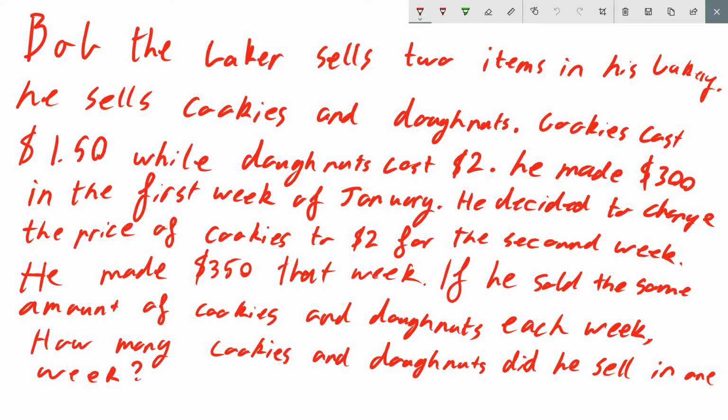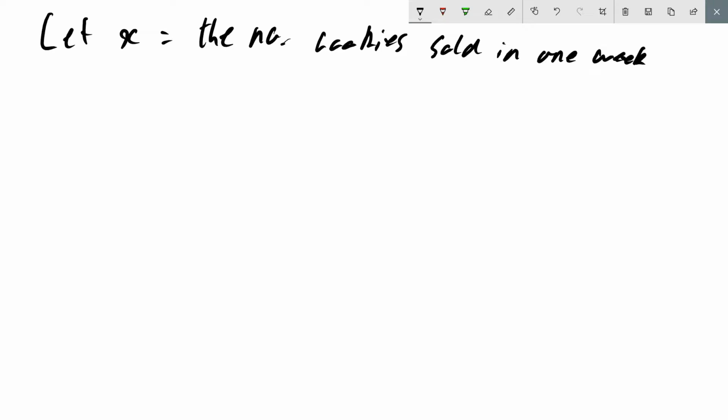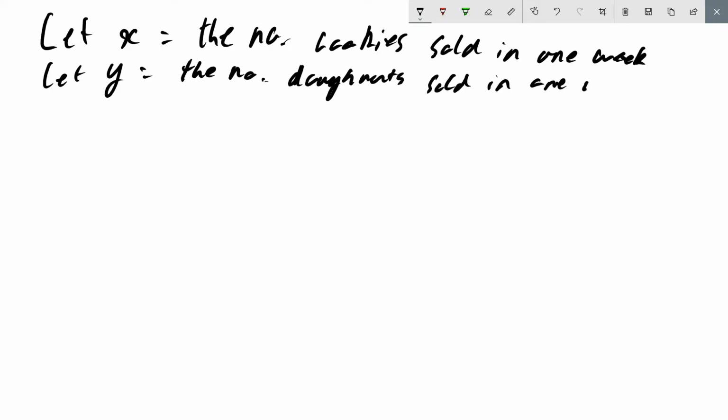So we start a question like this by defining our variables. So let's define them. Let x equal the number of cookies sold in 1 week. Alright, and let y equal the number of donuts sold in 1 week.